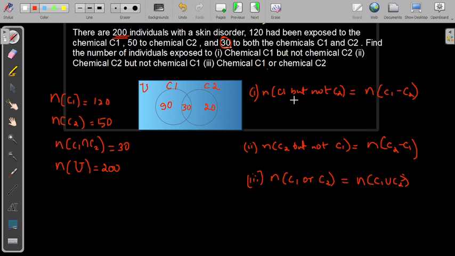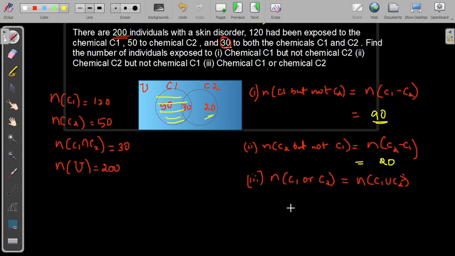Now look at the Venn diagram and find the value of C1 minus C2. C1 minus C2 means only C1, that is this region. How many individuals are exposed to only chemical C1? Whatever value you get within this region is the answer. So 90. Then n of C2 minus C1, only C2 but not C1. It is here, and this value is equal to 20.